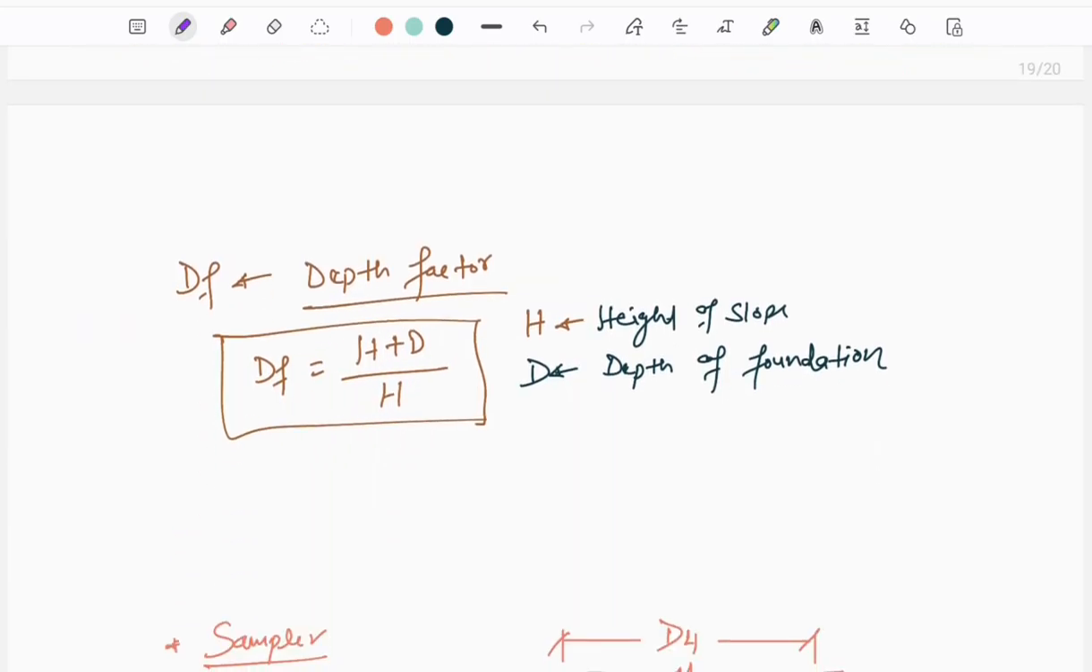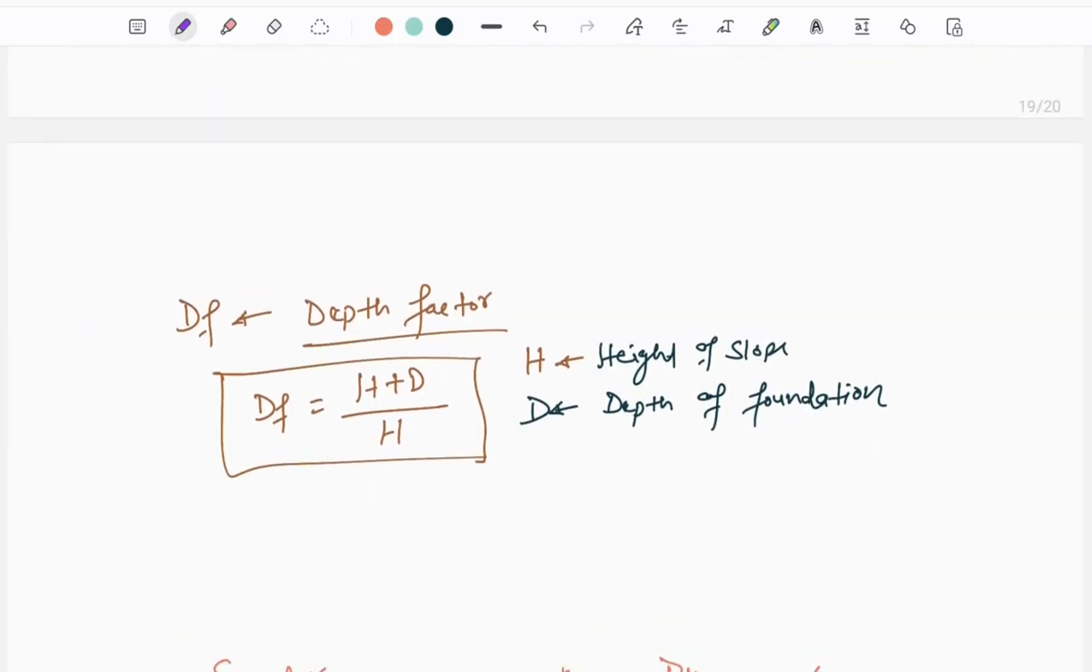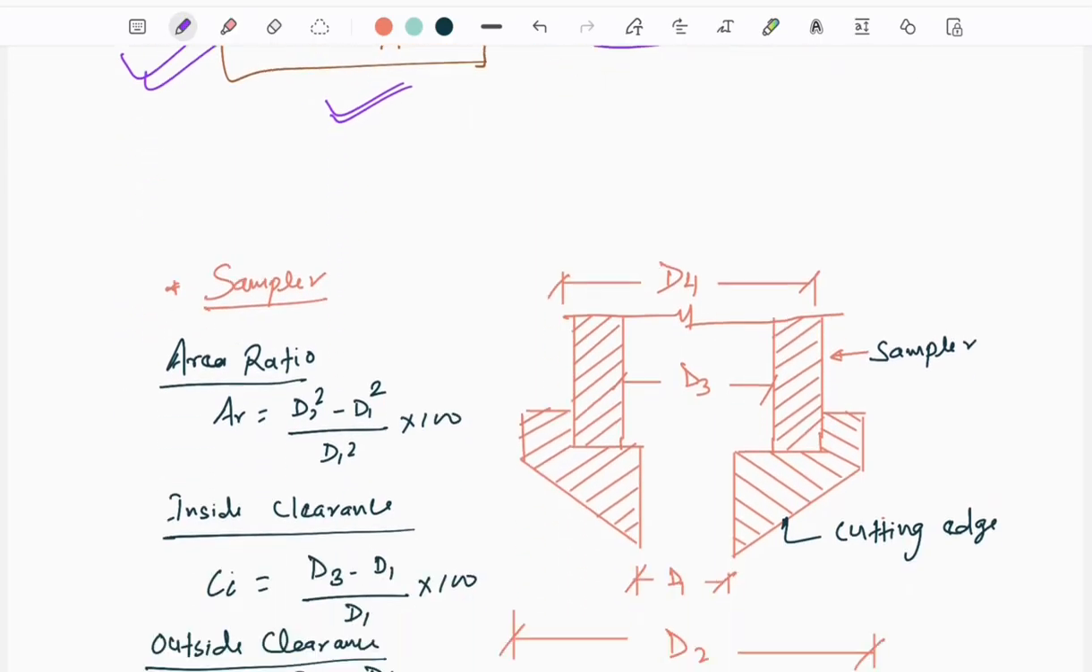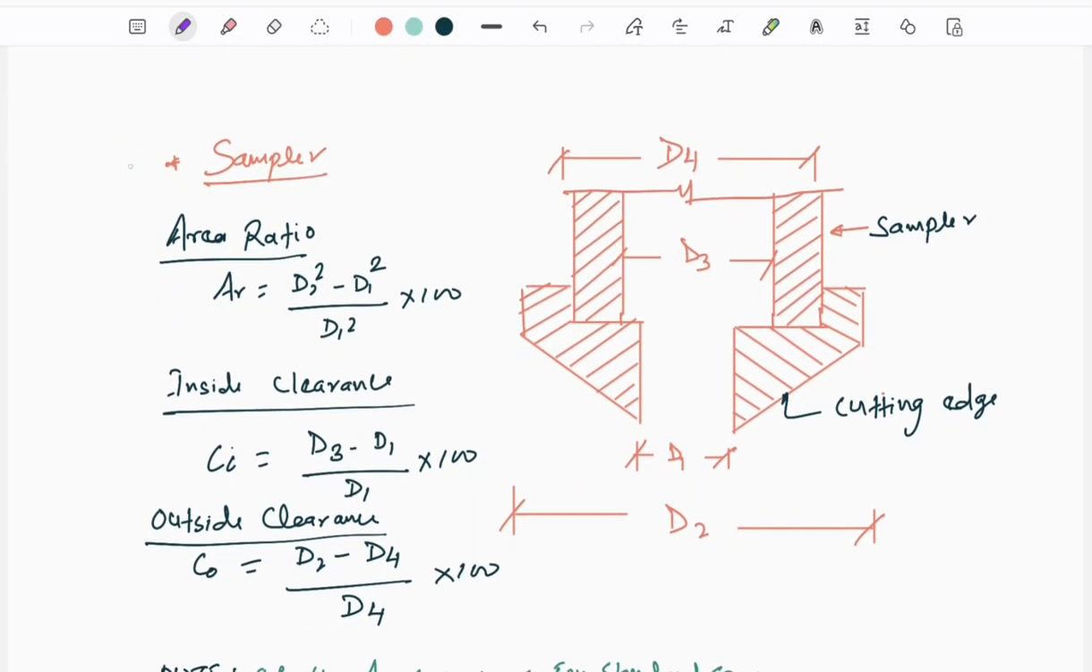Okay. Now this term depth factor df is equal to (H plus D) by H, where H is the height of the slope and D is the depth of the foundation. Whatever is the depth of foundation, H plus D divided by H. So this is the depth factor, and this depth factor is less than 1 in face failure, equal to 1 in toe failure, and greater than 1 in base failure, right? And the last part is sampler.